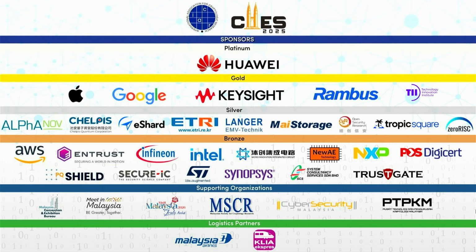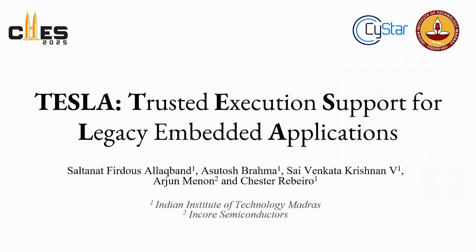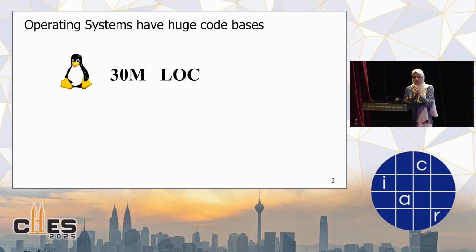This work is basically about developing a trusted execution environment that can transparently work with legacy applications. So let's start with the motivation. We all know that operating systems are very powerful. They perform a large number of functions in our system. And because of this huge functionality, their code bases have grown very large and complex. For example, Linux has around 30 million lines of code, while Windows has around 50 million lines of code.